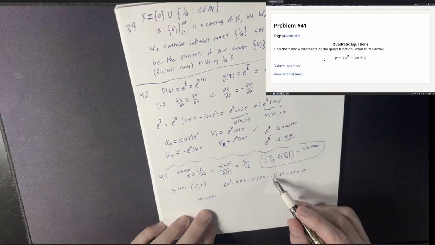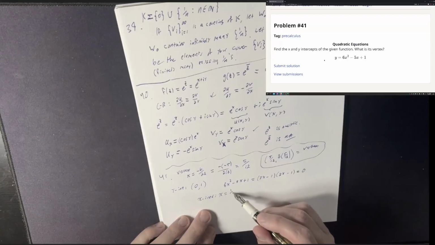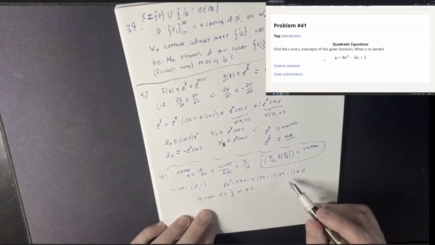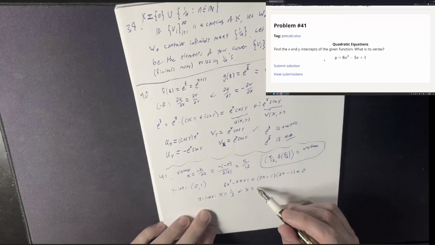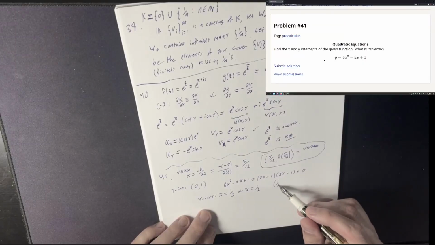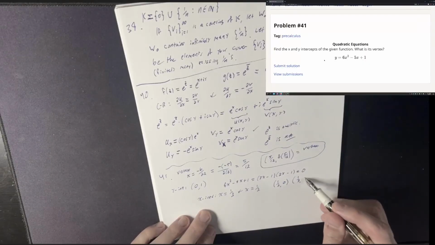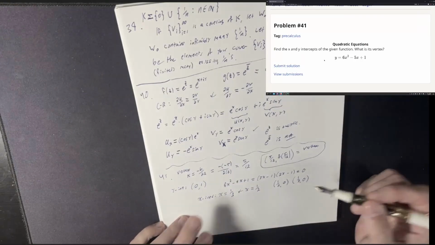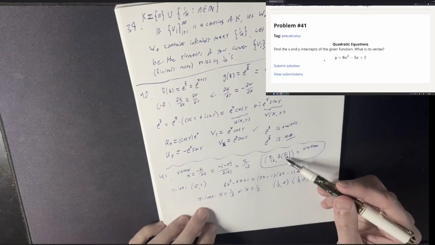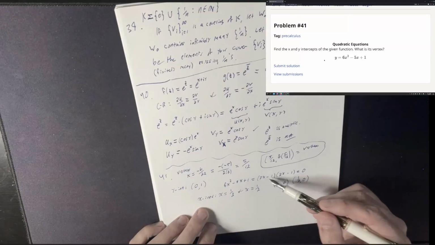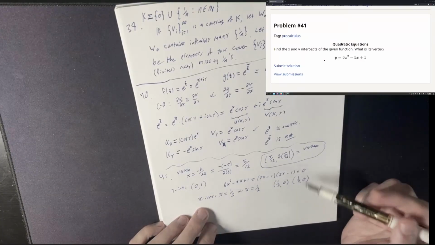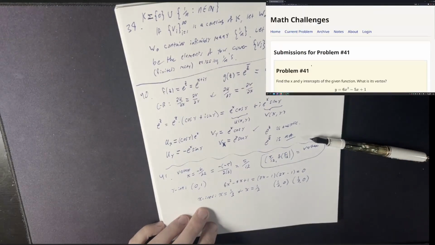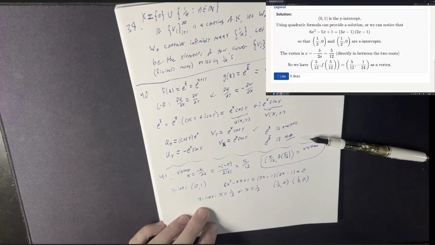So if this equals 0, you get 1/3. And if this equals 0, you get 1/2. So those are our two x-intercepts. And then if you want, we could plug in 5/12 into this to see what exactly the height is. Looks like I did that out and I got negative 1 over 24.